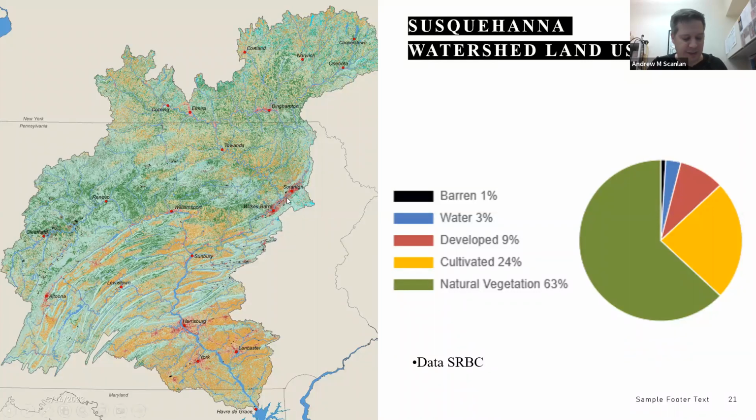So again, looking at the Susquehanna watershed within Pennsylvania, we can break it down into land use here. About 63% of the watershed in PA is covered by vegetation, so forest. 9% of the watershed within Pennsylvania is developed, so there's towns and cities and things within the watershed. And then 24% of it's cultivated, so that would be your farms, farmlands, dairy farms, things of that nature. So the majority of the watershed in PA, more than half of it, is forested, while only 24% is used for farmland.